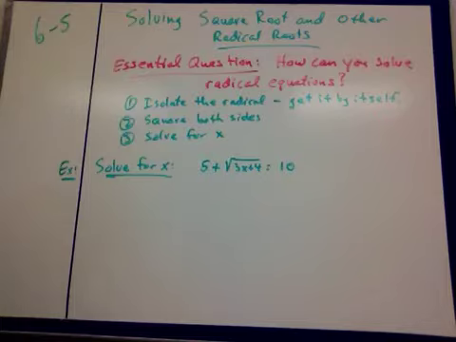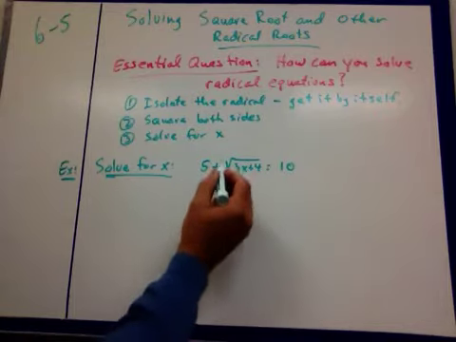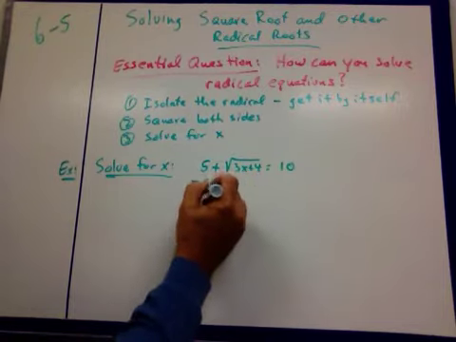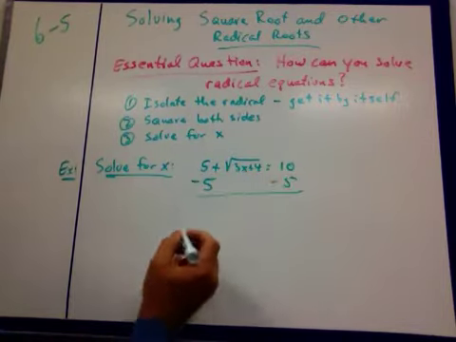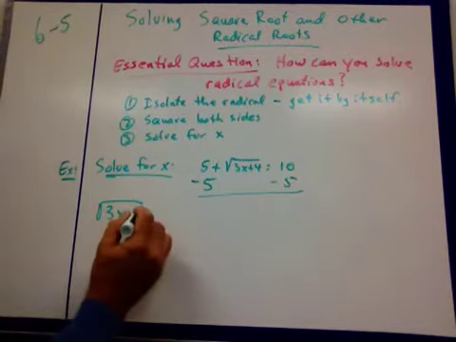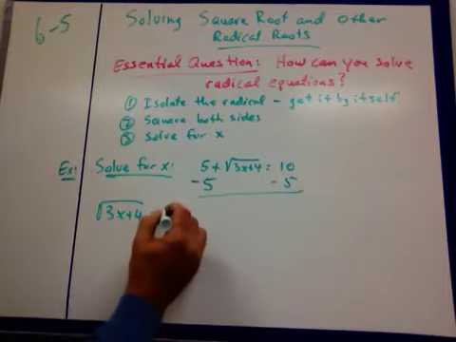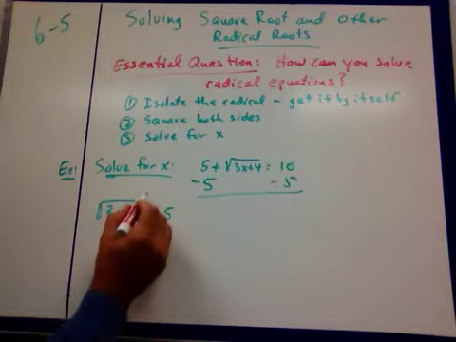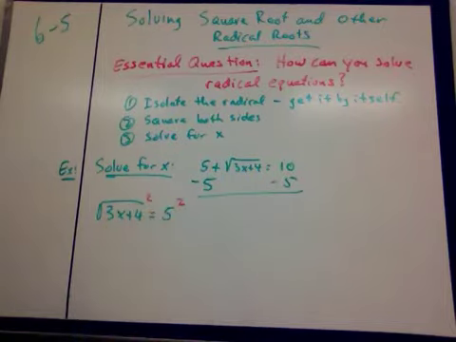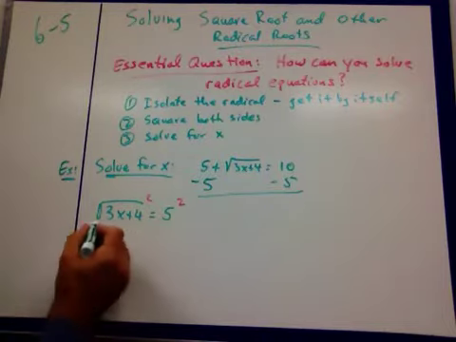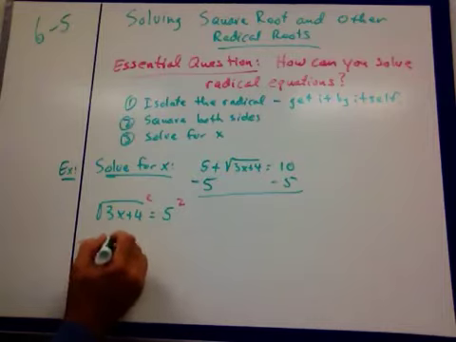When we look at here, first thing we want to do is subtract the 5. Remember, we want to isolate the radical, so we've got to get rid of this. I'm going to rewrite that over here. So what I have is the square root of 3x plus 4 equal to 5. So I've isolated the radical. It's by itself now on one side. How do you get rid of the square root? You square it. Whatever you do to one side, you do to the other. And what's on this side? Just the 5. So when you square a square root, you get just what's inside.